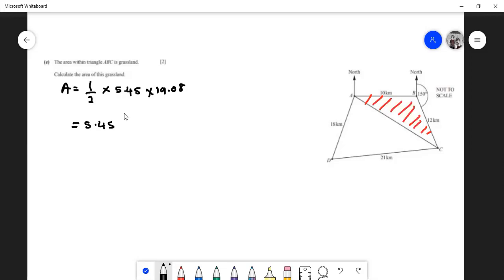What we call that? No, not 5.45. I think there's something wrong here. 5 times 19 itself already, I know the answer. It's about 50, you will get 51.94. So you should get 51.94. Of course, significant figure. So like that, and kilometer square. That's all. So I think that's all for our maths clinic.